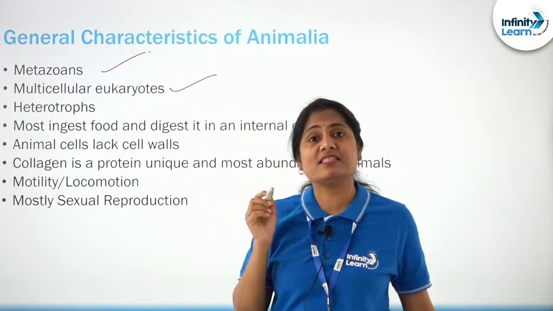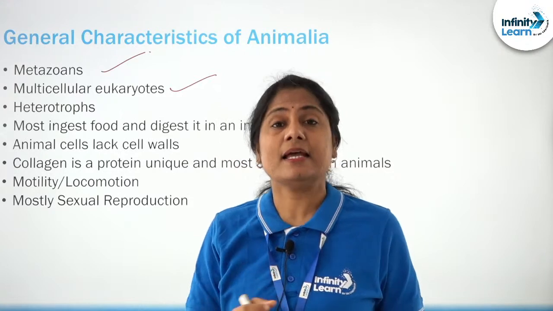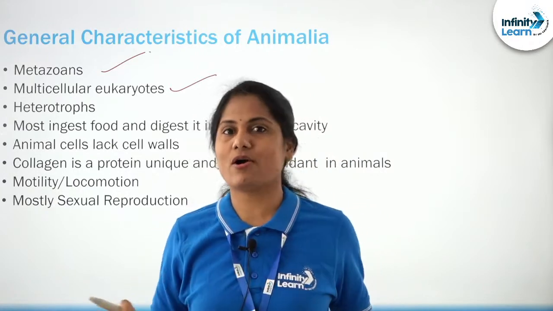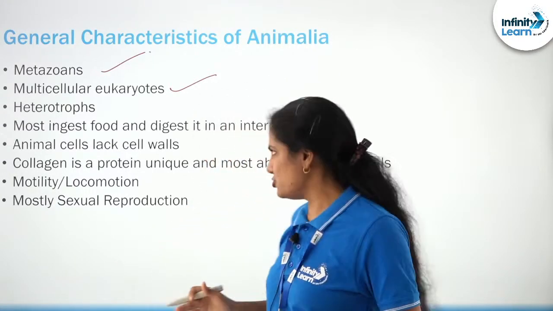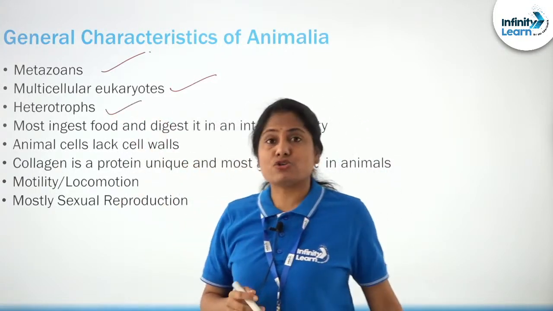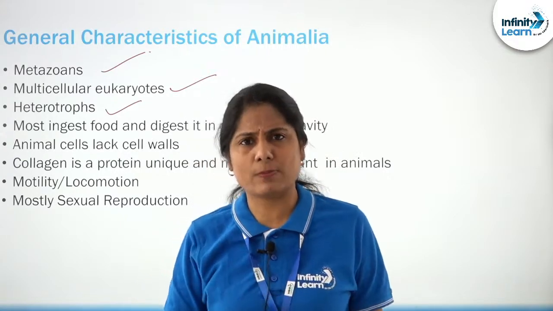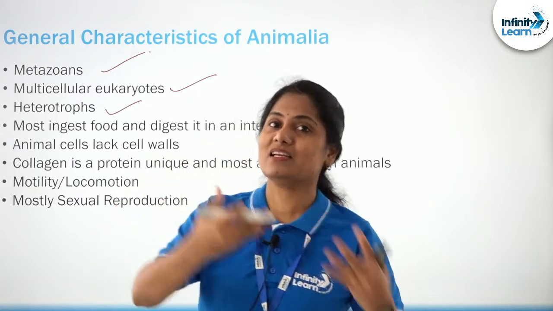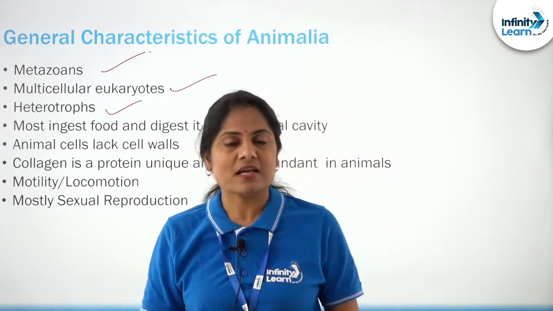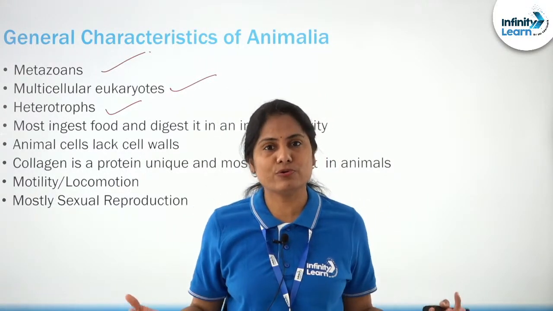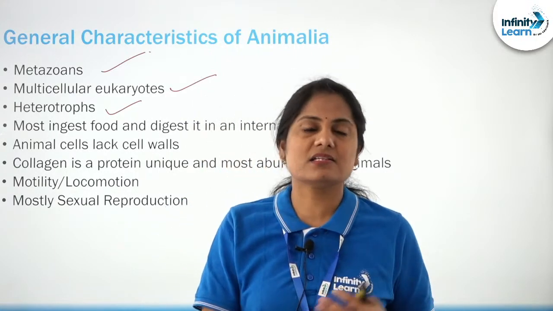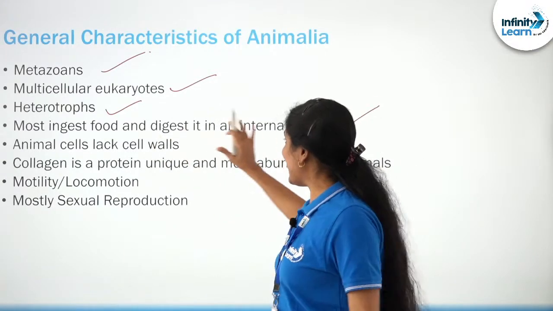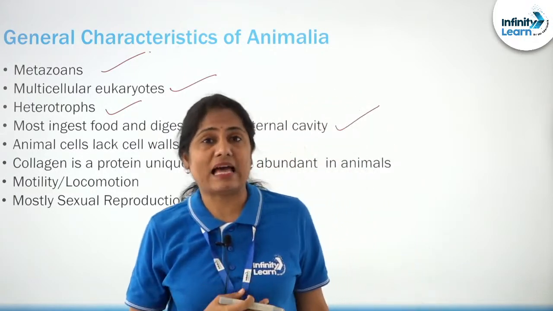They are all multicellular. This is a previous NEET question, guys. Multicellularity without any exception is a characteristic of all the organisms that come under Metazoa. Heterotrophs: troph is again a suffix, and wherever you come across it, it has something to do with food. Heterotrophs are the ones depending on others for their food. Unlike plants, we cannot produce our own food, so we are dependent on others for food. So what do we call ourselves? Heterotrophs. Most ingest food and digest it in an internal cavity.